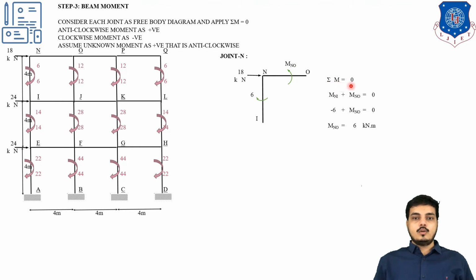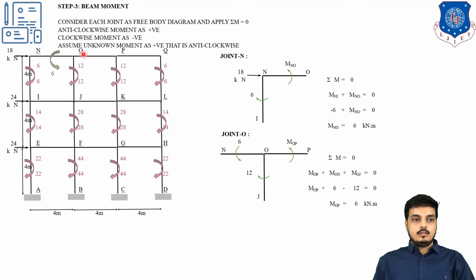Now summation of M equals to 0 at this point. So MNI, which is over here, plus MNO equals to 0. This has been assumed. Now look, it is clockwise, so it will be -6 plus MNO equals to 0. So MNO is coming out to be 6 kN into meter. So it is just a simple step. Look, summation of moment equals to 0, both the moments are summed up, and then we find out the value of the unknown. I have placed this moment as it is; we assumed it in an anti-clockwise direction, and it is coming out to be plus only, so it is anti-clockwise.